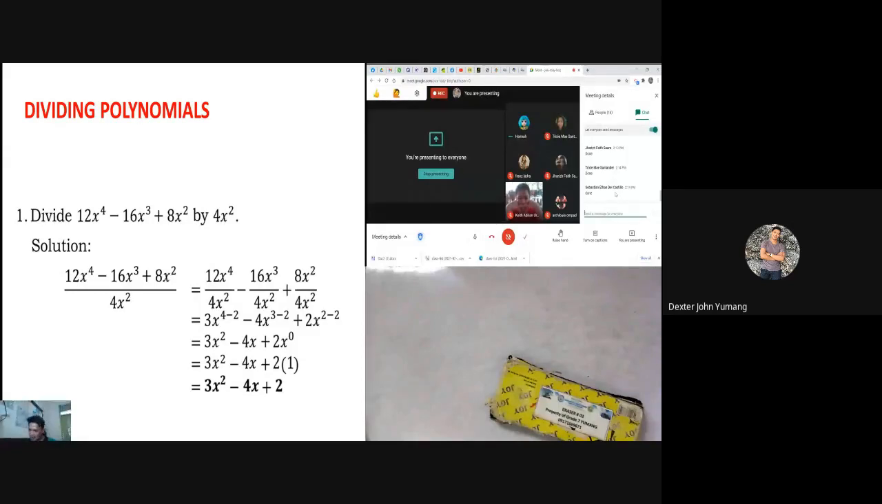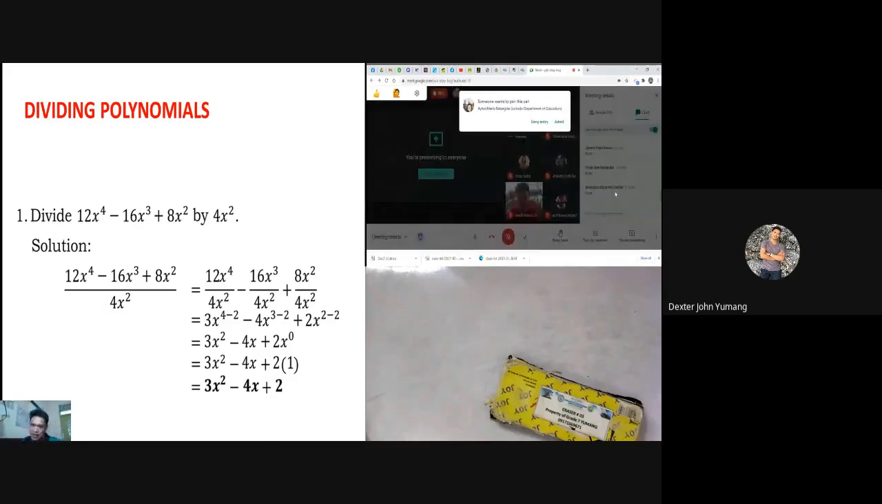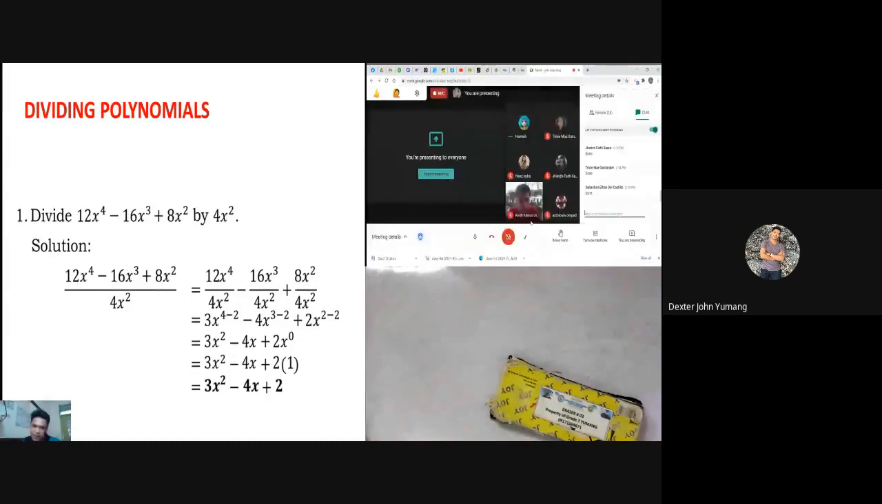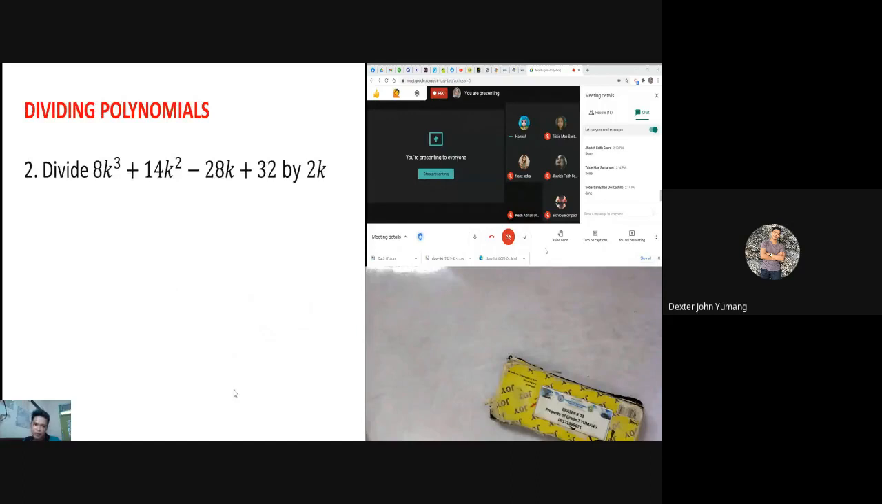Okay, I think everybody is done. So, try nyo naman ito. Kayo naman. So, let's have this. What if kayo ang mag-solve nito? Okay, 8k cubed plus 14k squared minus 28k plus 32. Ay class, 32.